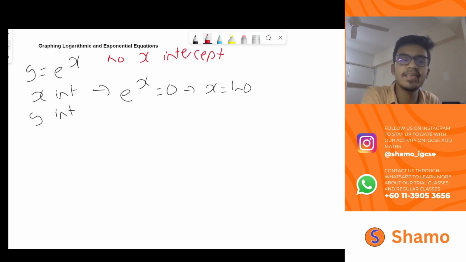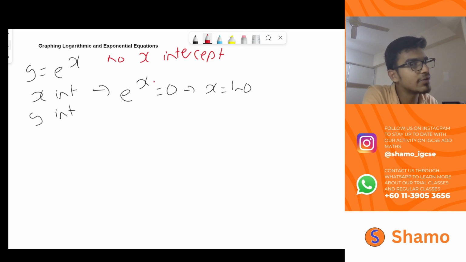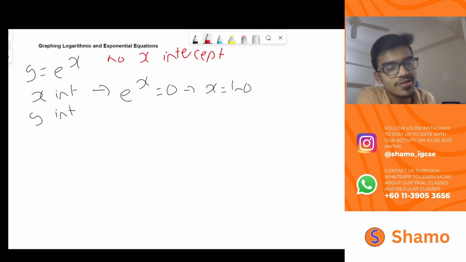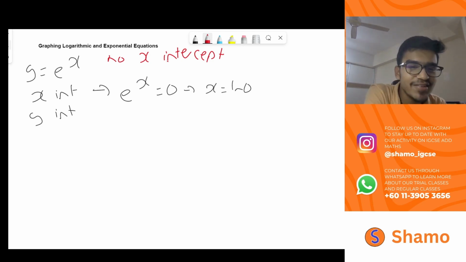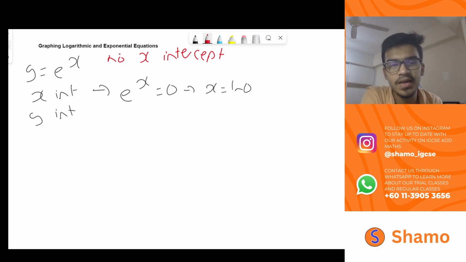And to be honest, it makes sense, right? Think about any value of x which could actually give you 0. E to the power billion would be a very big number. E to the power negative billion, suppose, would be a very small number, but it'll still be a number. It won't be 0. I mean 0 is also a number, but e power negative billion will have a value slightly greater than 0. So e power x will have no x-intercept.